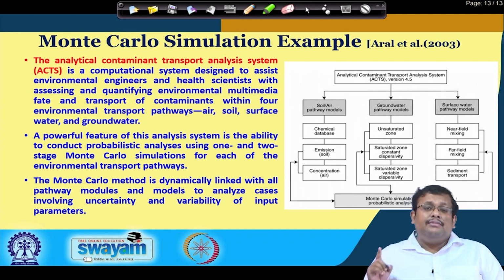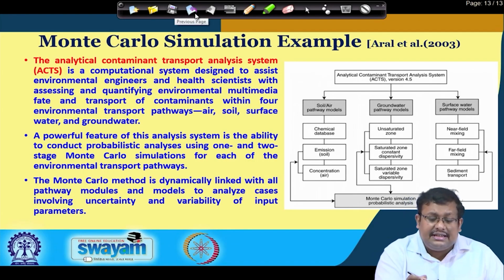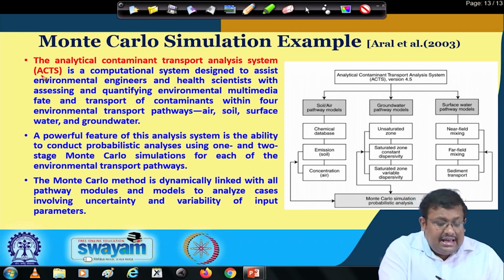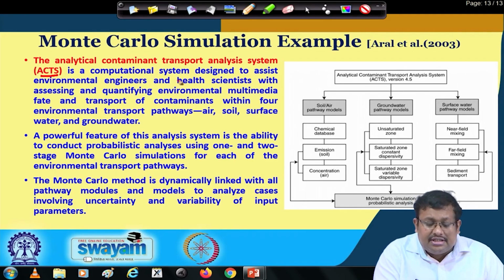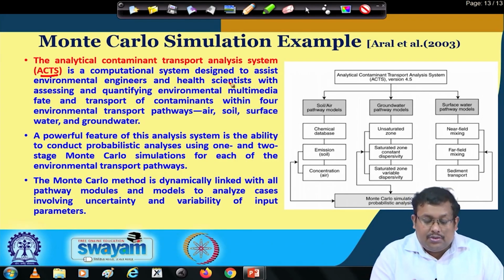Now, let us see one example of the Monte Carlo simulation, published by Aral et al. in 2003. They proposed an analytical contaminant transport analysis system, named ACTS, which is a computational system designed to assist environmental engineers and health scientists with assessing and quantifying environmental multimedia fate and transport of contaminants within 4 environmental transport pathways. What are those 4 pathways? Air, soil, surface water and groundwater.